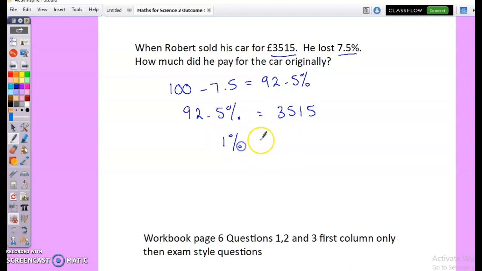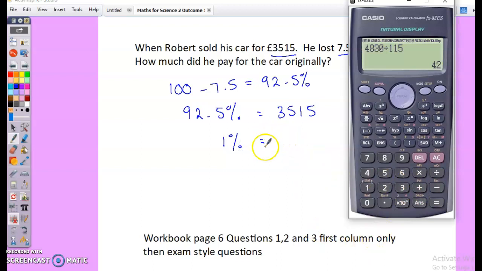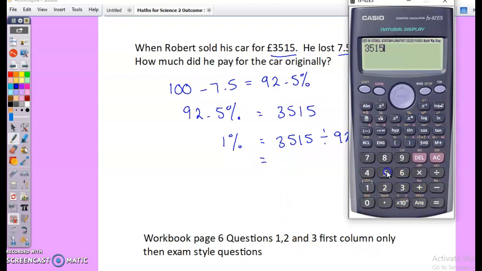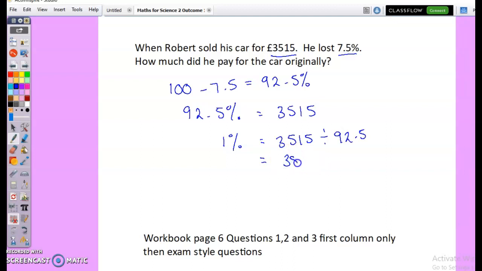So 92.5% is the same as £3,515. And we really just want to do the same. I want to work out what 1% is. To work out what 1% is, I divide by 92.5. Which is 38. So 100% is 100 times that, which is £3,800.